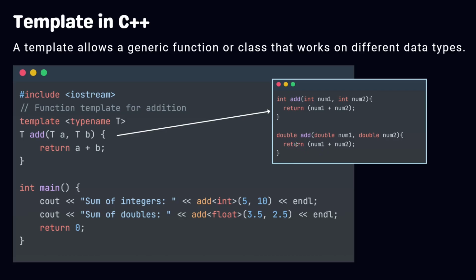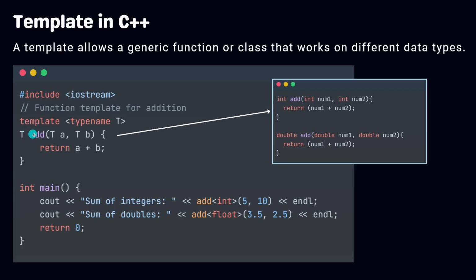So consider that tomorrow I need one more add operation that accepts one float and one integer. Then I can write one more add method, do the addition operation and return it. So instead of writing an individual method for different data types, C++ provides facilities to create a single method that works for all the data types. Okay, so consider this template method.